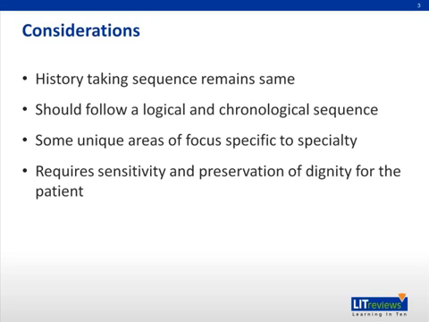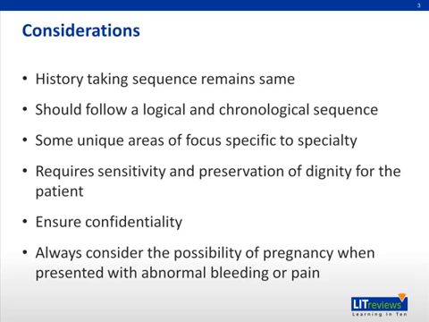Gynae history is a bit peculiar in the sense that it requires sensitive history and confidentiality is important. We also have to ensure the dignity of the patient, and this should be communicated to the patient. Possibility of pregnancy should always be considered, especially when there is history of abnormal bleeding or pain, although the patient may not bring this as a diagnosis.